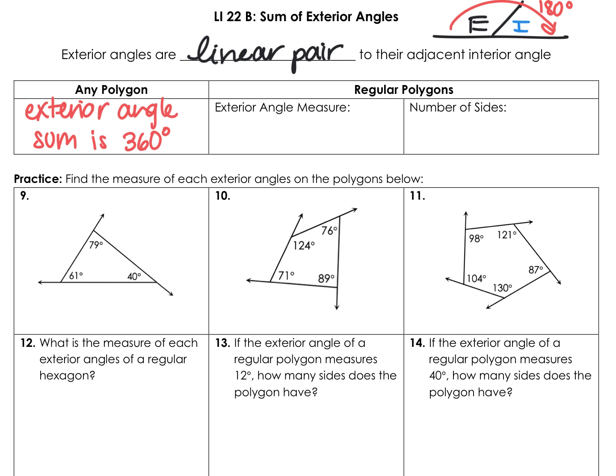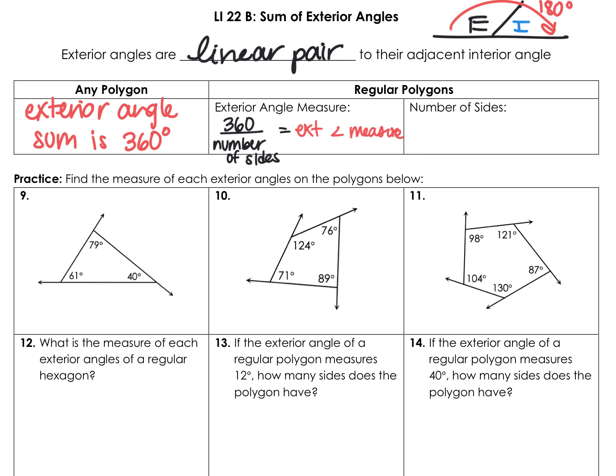When you're dealing with regular polygons, to find my exterior angle measure, I would just take 360 and divide by n, which is the number of sides. So if you want to put number of sides, you could do that. This will give me my exterior angle measure because they're all the same.